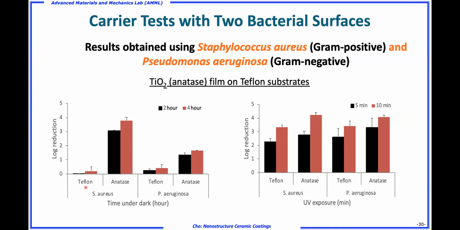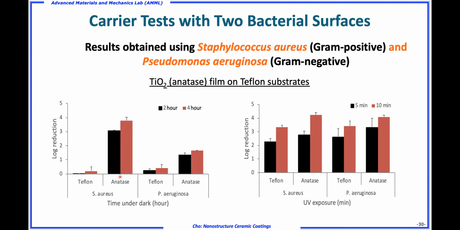We compared with the control sample, which was Teflon in this case, and this is the anatase coated Teflon. In the dark environment, for 2 hour and 4 hour exposure, about 3 to 4 log reduction of the bacteria occurs. That indicates that 99.99% of the bacteria was killed on this surface in a dark environment for this gram positive bacteria.